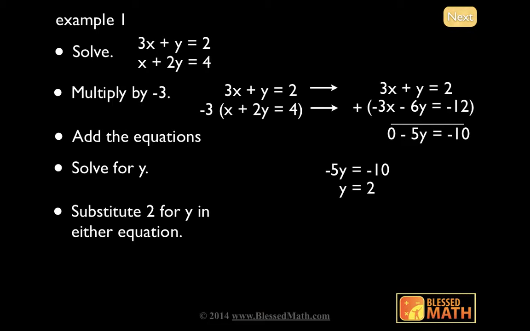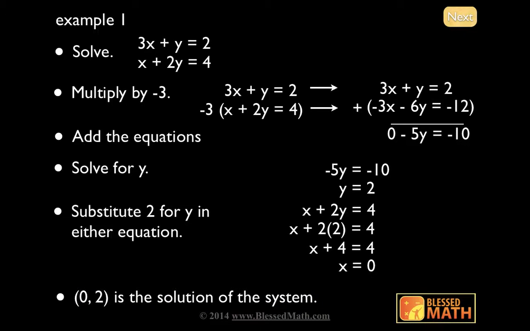From here, we substitute the 2 for y in either equation so we can solve for x. So instead of x plus 2y equals 4, we actually have x plus 2 times 2 is equal to 4. And simplifying, that's x plus 4 is equal to 4. When we subtract 4 on the left and the right to get rid of the 4 on the left-hand side of the equation, we end up with x is equal to 0. This means that the point (0, 2) is the solution of the system.